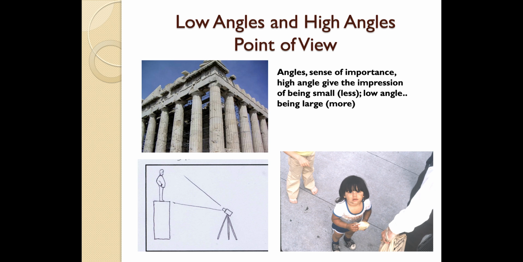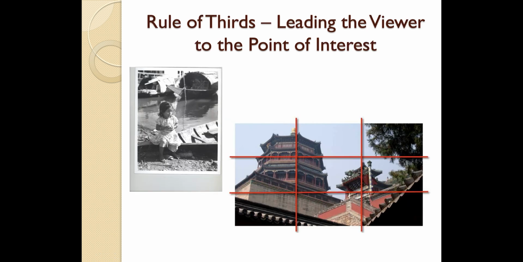By looking up at something, you give it a sense of importance. And looking down on someone gives a sense of smallness, as with this child. Now we're talking about leading the viewer. In an image, many times what's happening is outside of the scene. So how do you let someone know there's something happening outside of the scene? The character is part of the scene, but there's a bigger story there.